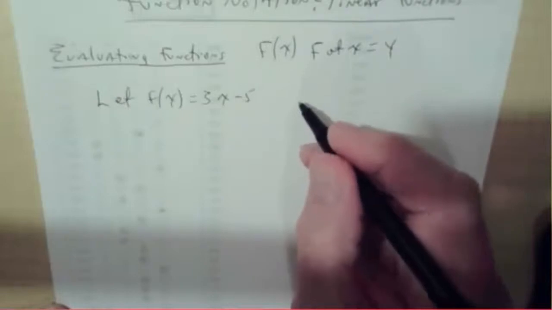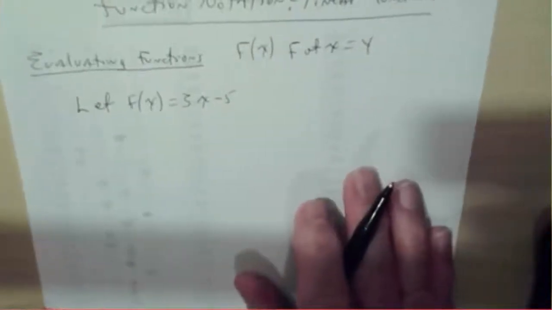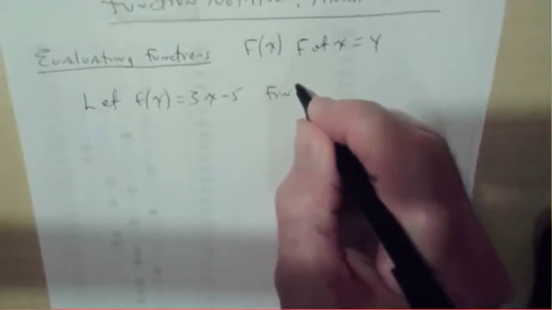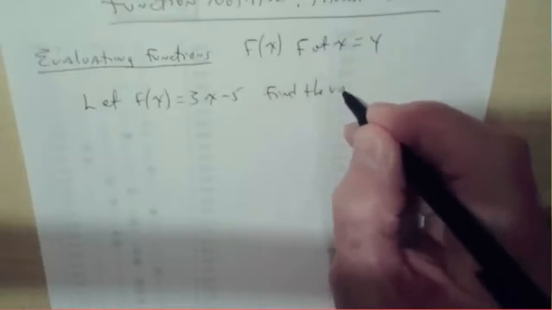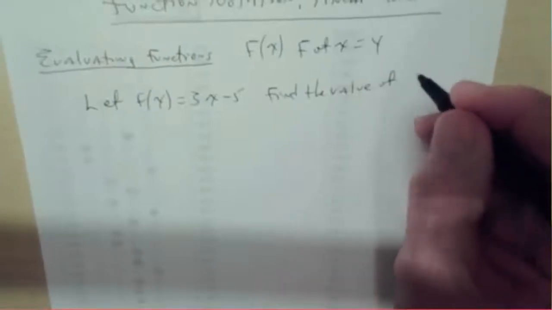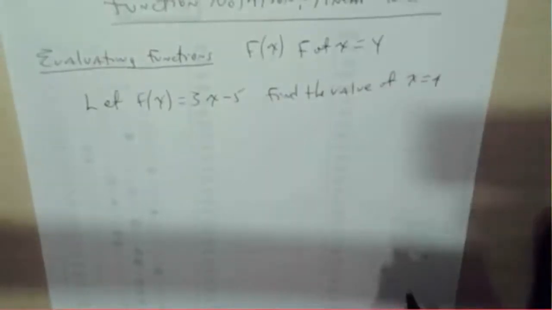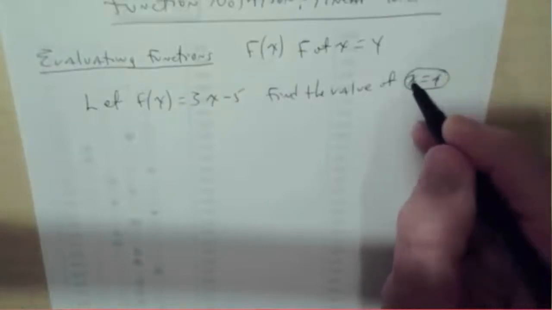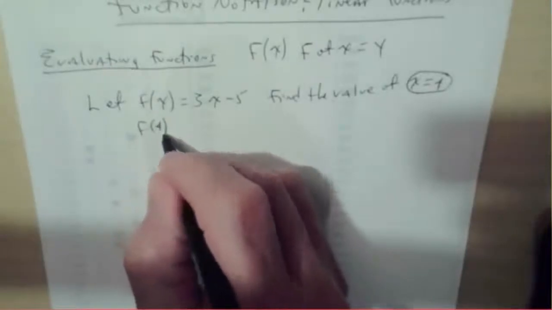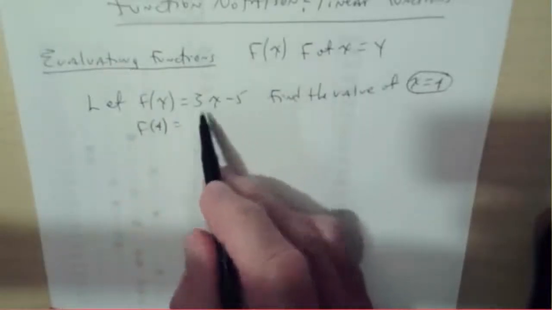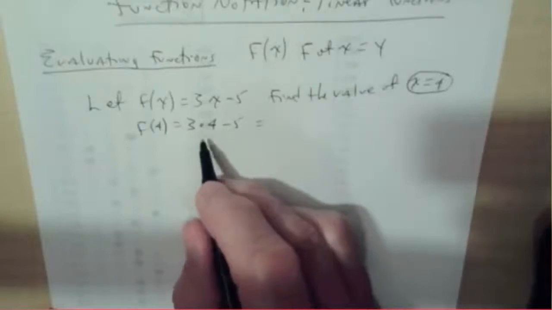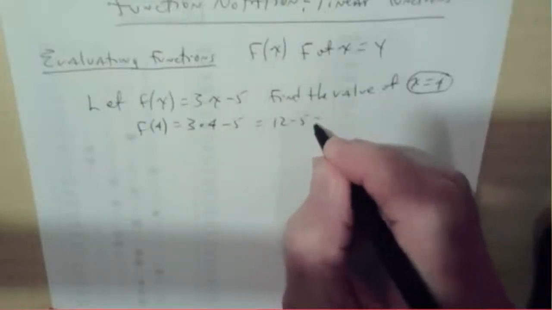And you're going to see this on the final exam, and it will say find the value of x equals 4. Real simple. If x is 4, so what we want is f of 4 equals, in other words, wherever there's an x, we're going to plug in 4. So it's 3 times 4 minus 5, which is 12 minus 5, which I think is 7.